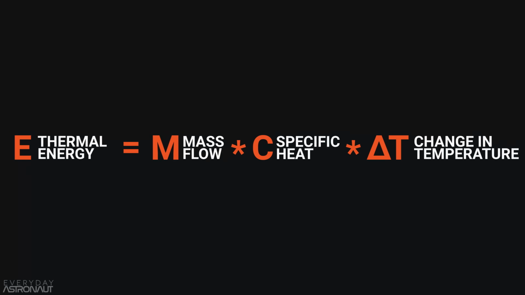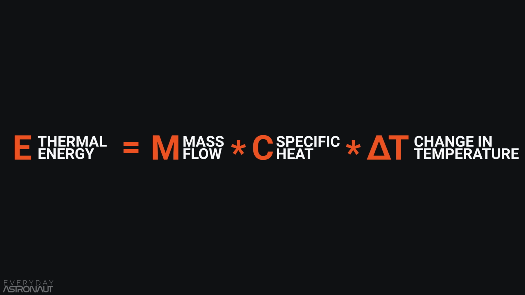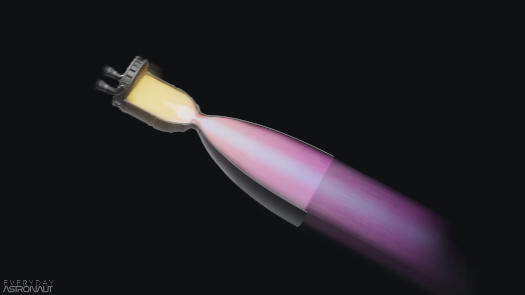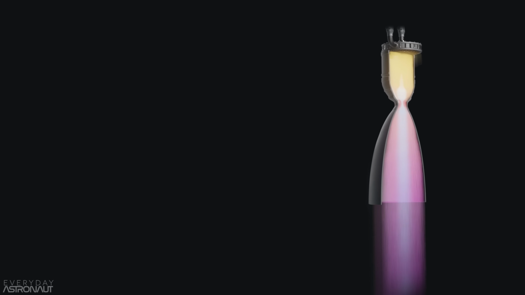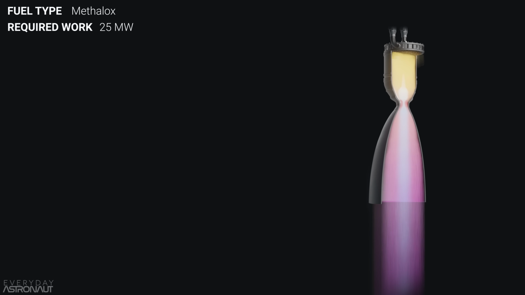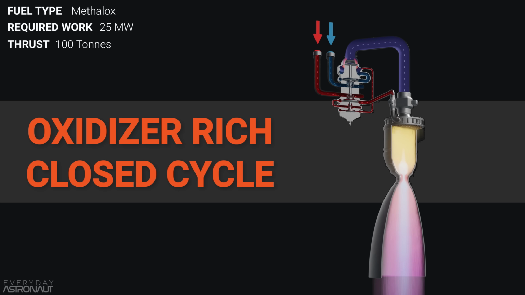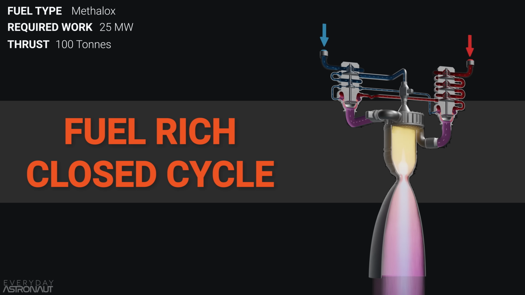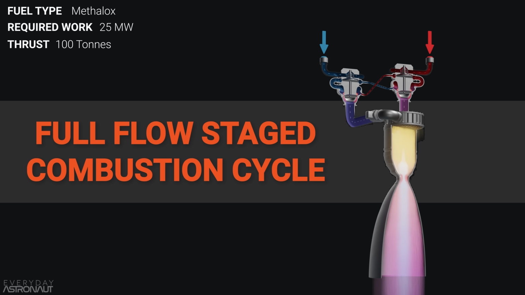Now, bear with me. Even seeing an equation on screen terrifies me, but we'll make this as simple as possible. First, we need to make up an engine so we can figure out how to fill in all the variables. So let's say we're designing a Methalox engine that requires 25 megawatts of shaft power in order to power the pumps for a 100-ton thrust engine. We want to find the difference in temperature at the turbine between an oxygen-rich closed cycle engine, a fuel-rich closed cycle engine, and a full flow stage combustion cycle engine. What advantage would full flow actually give us, assuming the engine's thrust and chamber pressure were kept the same?